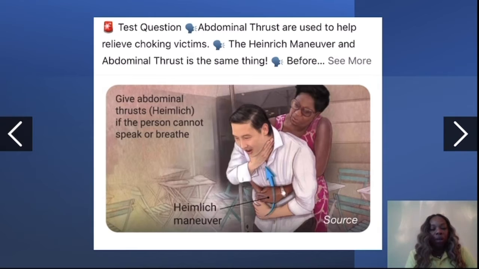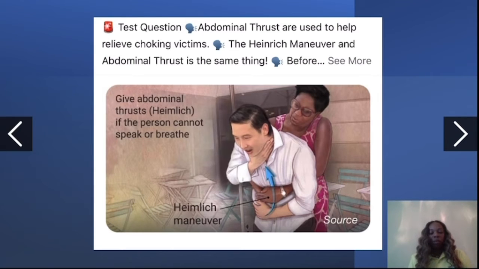You want to give those abdominal thrusts if the person cannot speak or if they cannot breathe. You want to get behind them. You want to place your fist at the bottom of their stomach, and you want to cover that fist with the opposite hand and push quickly upward at least 3 times, or until the object that is occluding the airway has been expelled. Once again, this is called the Heimlich maneuver or the abdominal thrust.